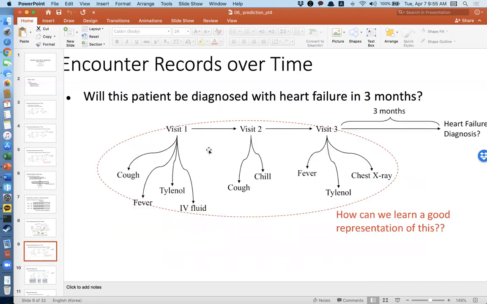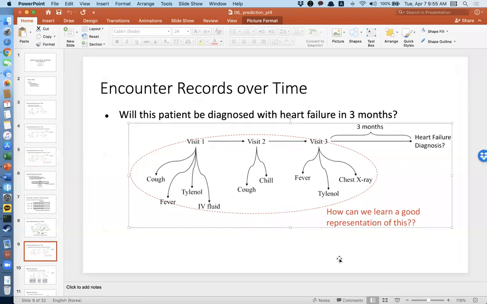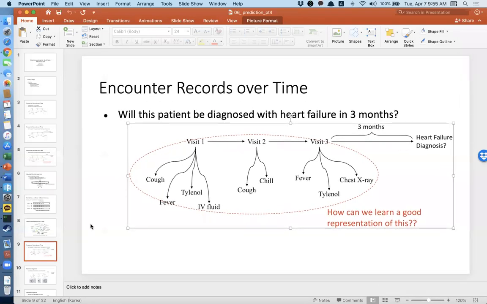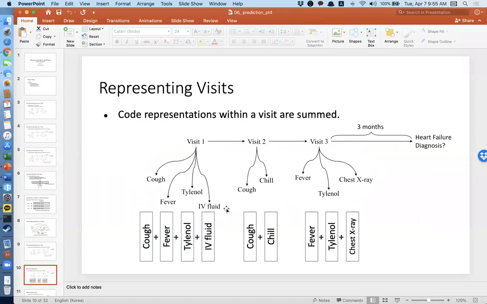All right, so going back. We want to learn a good representation of the patient themselves, the patient record. And now we're going to describe this in a deep learning sense. All the features or concepts are converted to a vector or an embedding. So you can see that cough is converted to a cough embedding, fever embedding, Tylenol embedding, IV fluid embedding. All of these will have embeddings.